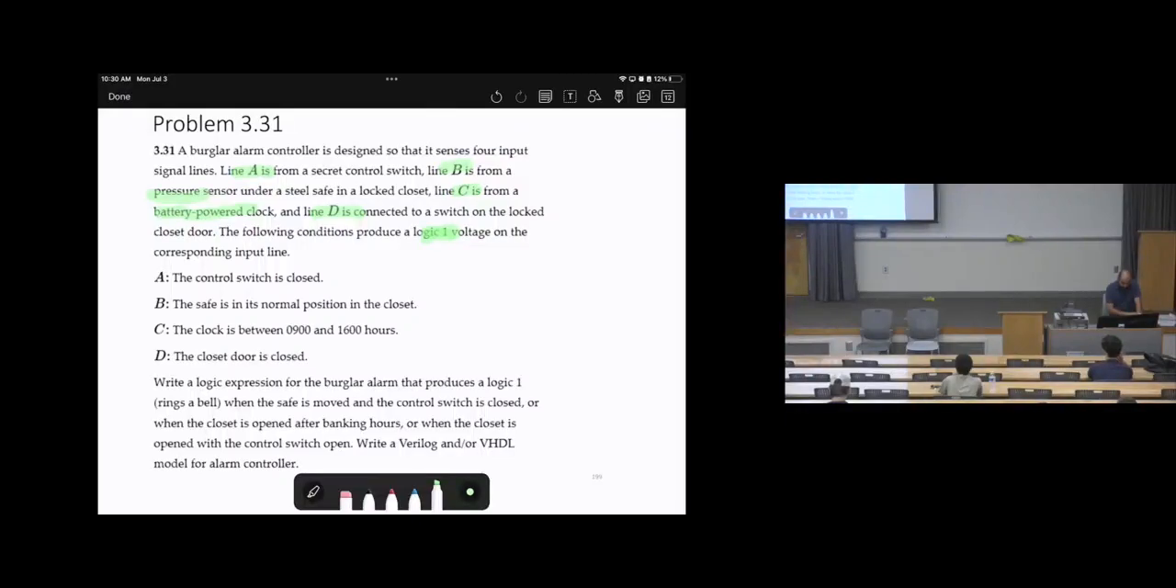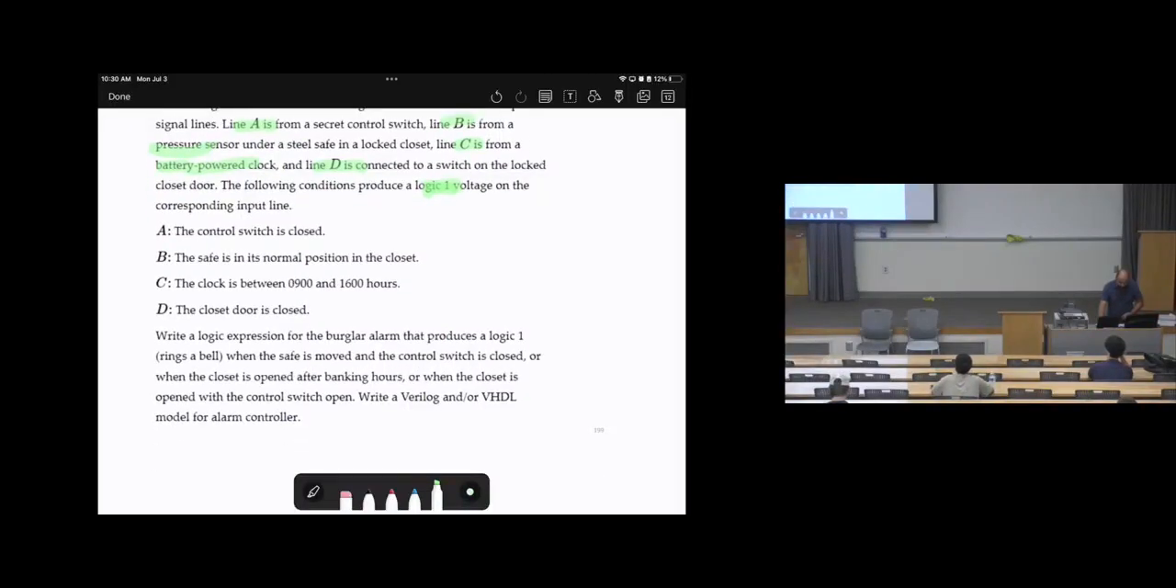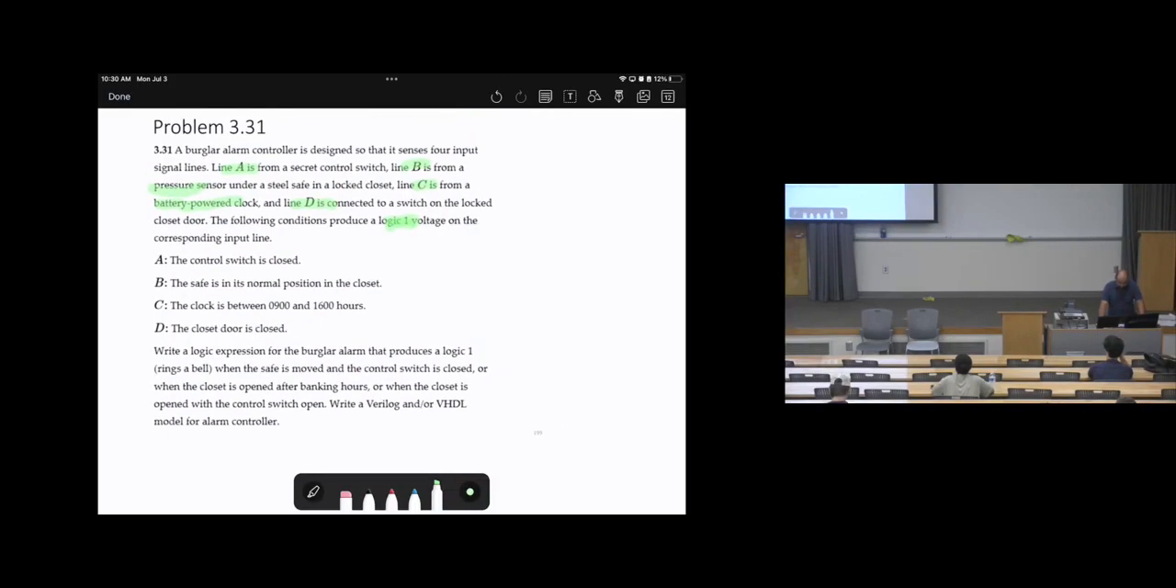The safe is in its normal position in the closet. The clock is between 0900 and 1600 hours. The closet's door is closed. Write a logic expression for the burglar alarm that produces a logic 1 when it rings. It rings a bell when the safe is moved and the control switch is closed, or when the closet is open after banking hours.